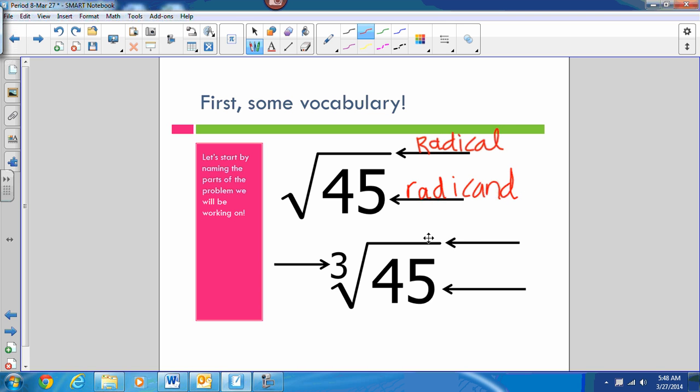Now, we also have these kinds of roots. These look a little different. These are called cube roots. So let's go ahead and write that down. This is a cube root. And basically a cube root is this.